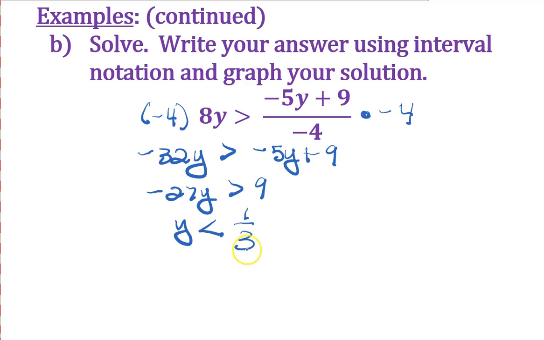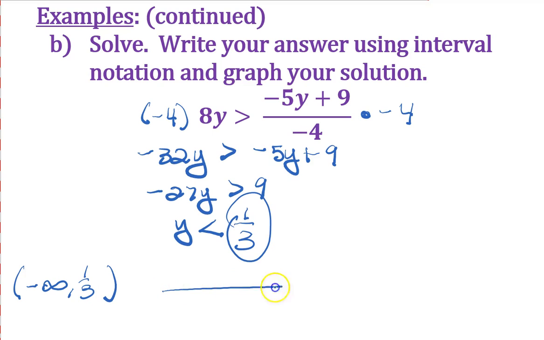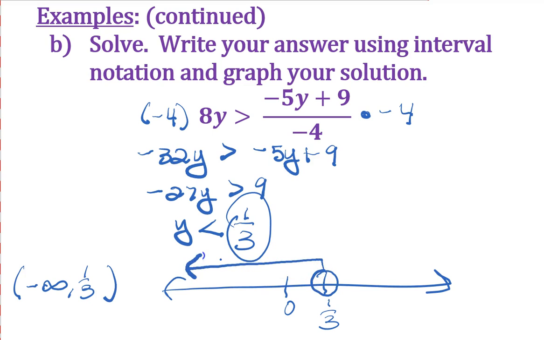Interval notation is going to tell us that -1/3 is the greatest value and -infinity is the smallest value. So -infinity up through -1/3 is what makes sense for the solution set, with a parenthesis on both sides because the -1/3 is not included. And then the graph, here's my 0, -1/3 can be to the left of it because it's negative. I want everything smaller than -1/3. Open dot because it's not included, and then arrow to the left.